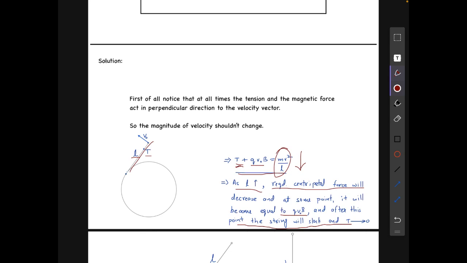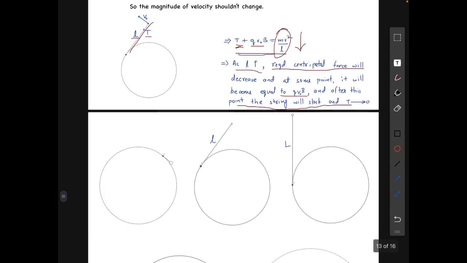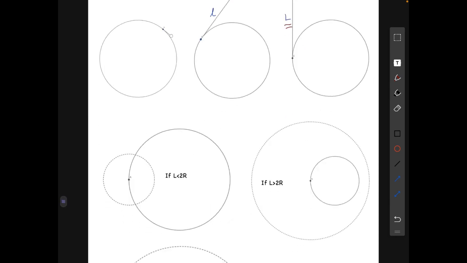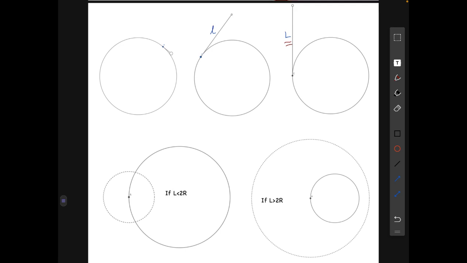After that point the string will slacken and the bead will undergo circular motion only due to the magnetic field. So as shown here, the particle will move out and the thread will extend, and let's say that at length L the string becomes slack and the particle starts undergoing circular motion due to the magnetic field. So let's see what will happen after this point.